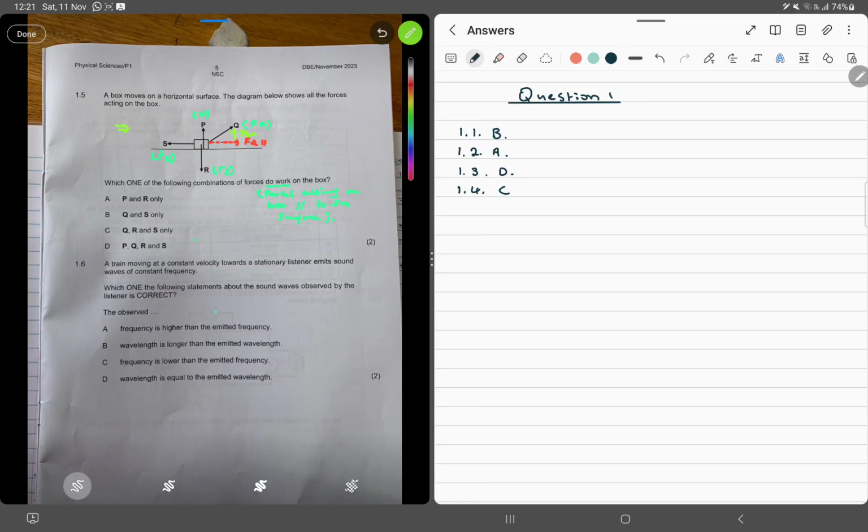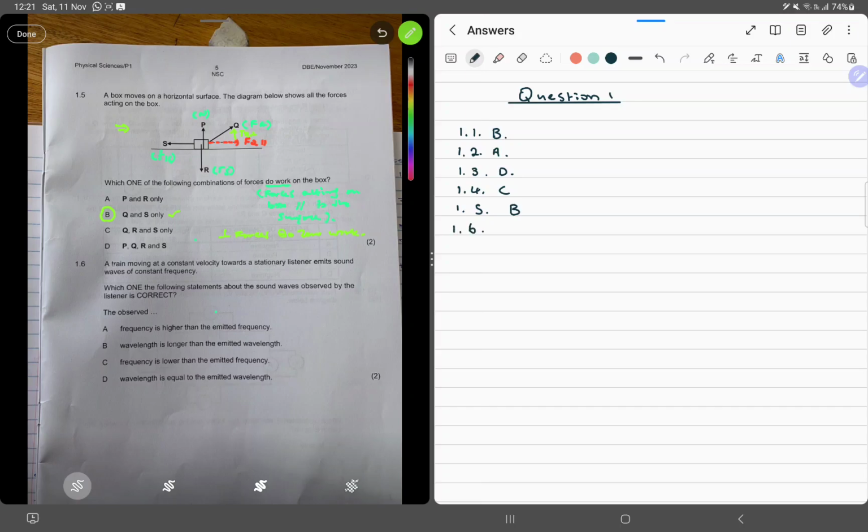Okay. So which one of the following combination of forces do work on the box? It's going to be essentially force Q and S, although Q is acting indirectly through its components. So this one is as good as B, because these others include perpendicular forces, and we know that perpendicular forces do zero work. Okay, now let's go. 1.5 is basically B.